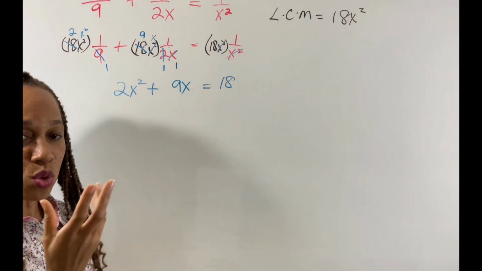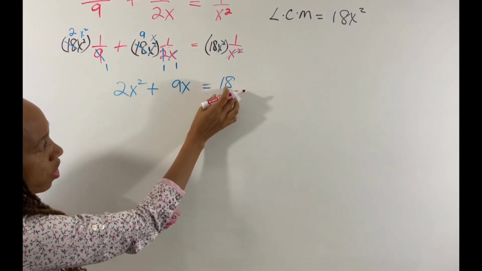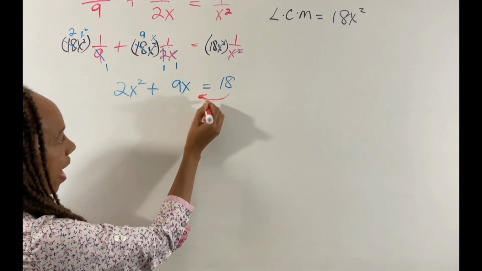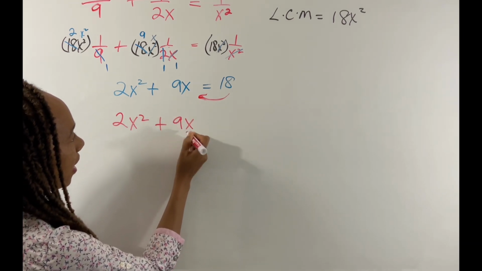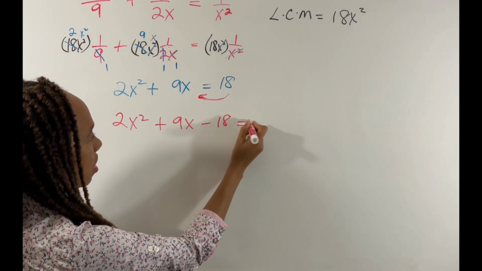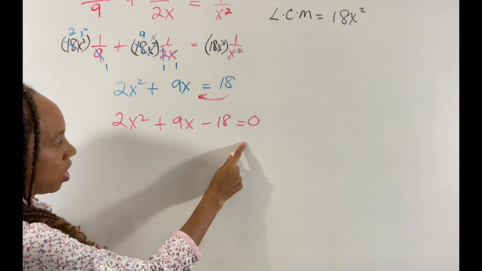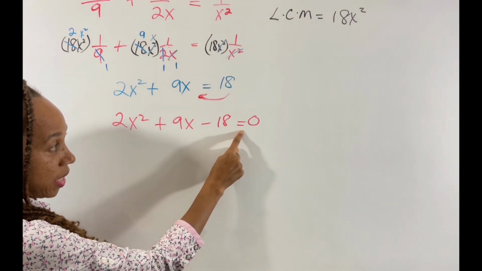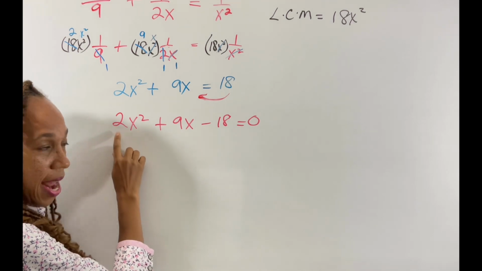So all you have to do now is rewrite it, where you're going to bring the 18 over to this side, and now you will have 2x squared plus 9x minus 18 equals 0. You'll notice by looking at this quadratic equation, because you have an equal sign here, so now it is an equation, you have to factor this out, and a is greater than 1.